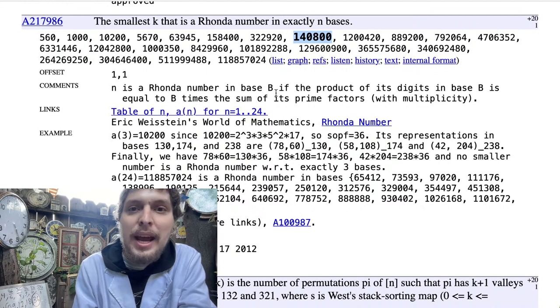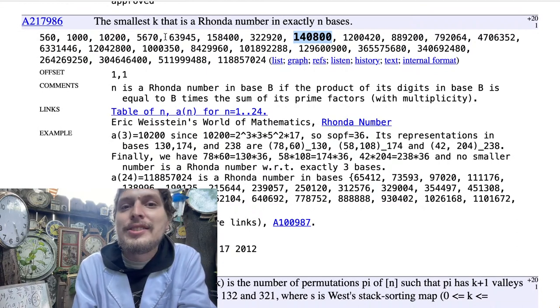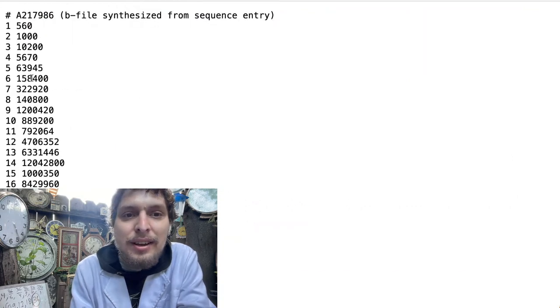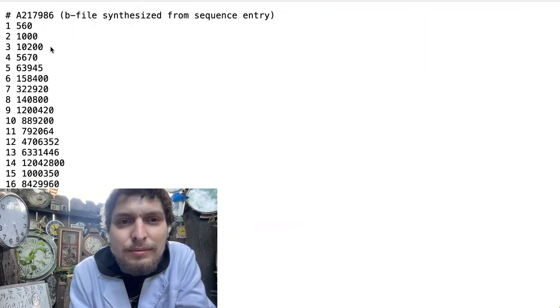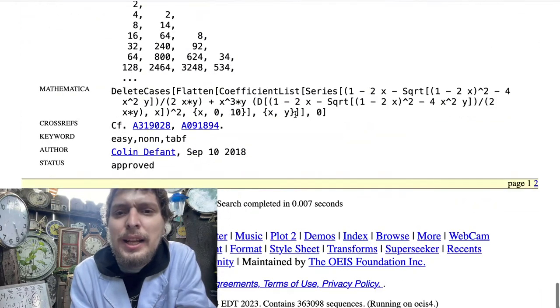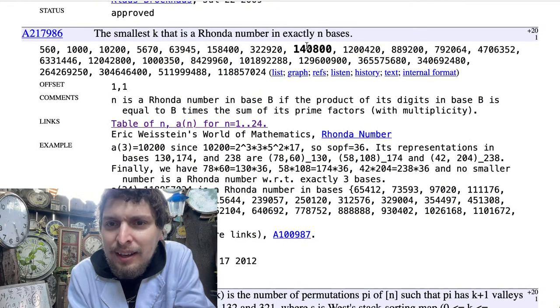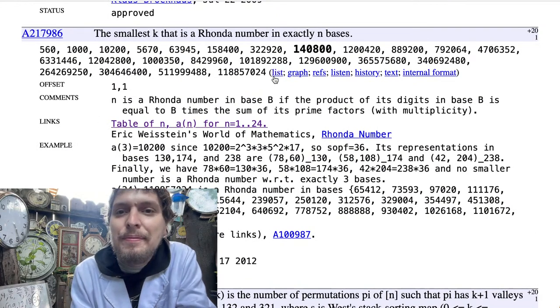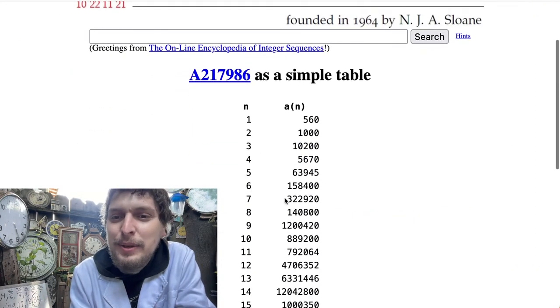It is the smallest number that does that in, let's see, how many bases? What? This looks different. What's going on here? Why is this out of order or something? That's weird. Oh yeah, in exactly. So I was thinking it would be like "at least", but this is "exactly". Okay, the smallest number that, that's why I can go down, because it has to be exactly that.